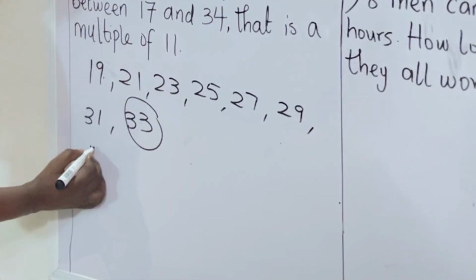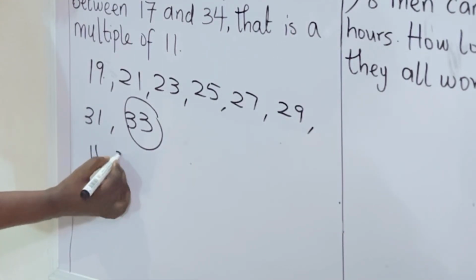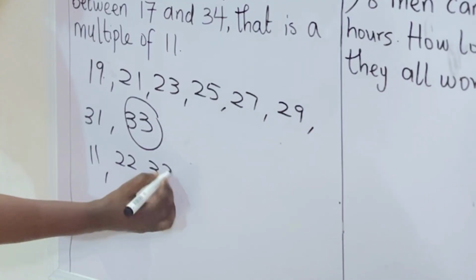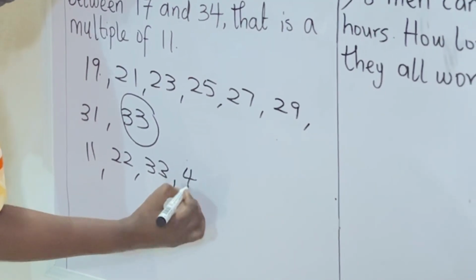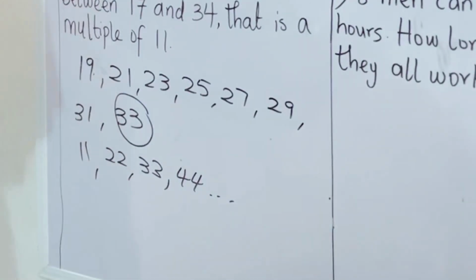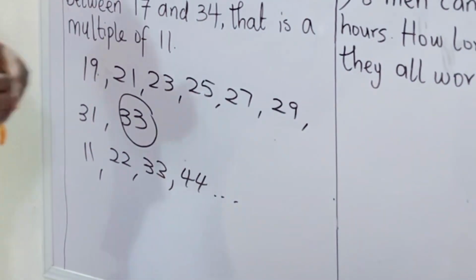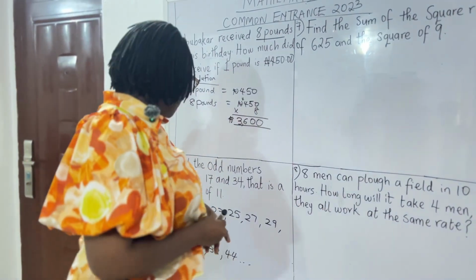So the multiples of 11 are 11, 22, 33. What's the next one? 11 times 4 is what? 44, and so on. So that is how you get your multiple. Let's move to the next question. So the answer here is 33.